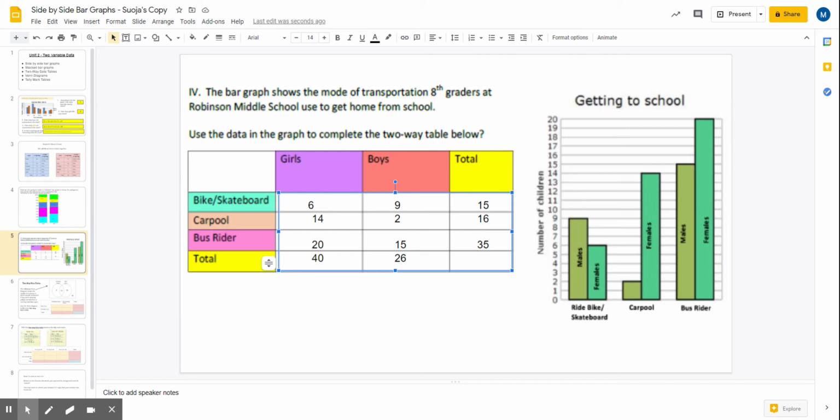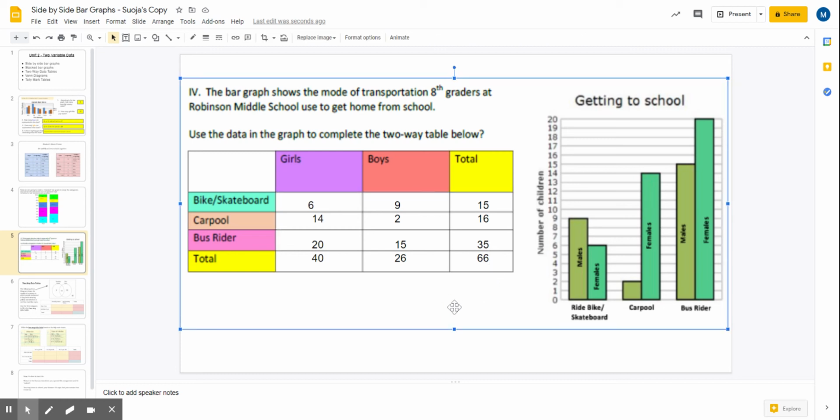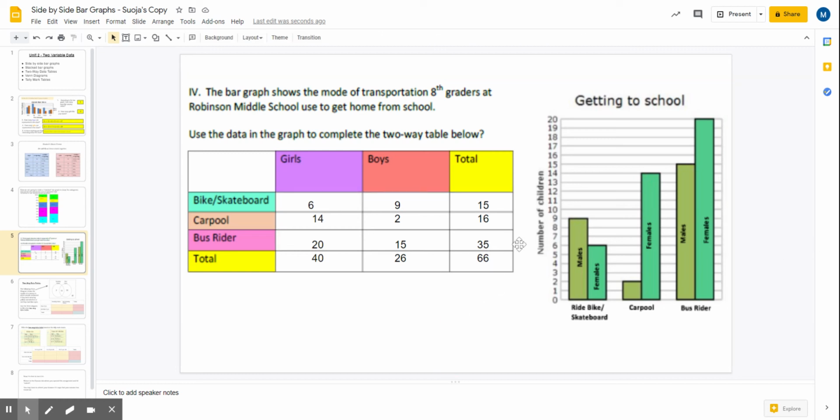So it's easier to add these rows together. It looks like 66. Let's just verify when I add the column up. I get 35, 45, 50, 60, 66. Yep. All right, so that's really all it is, right? We're just getting our data from our side-by-side bar graph over into the two-way data chart.